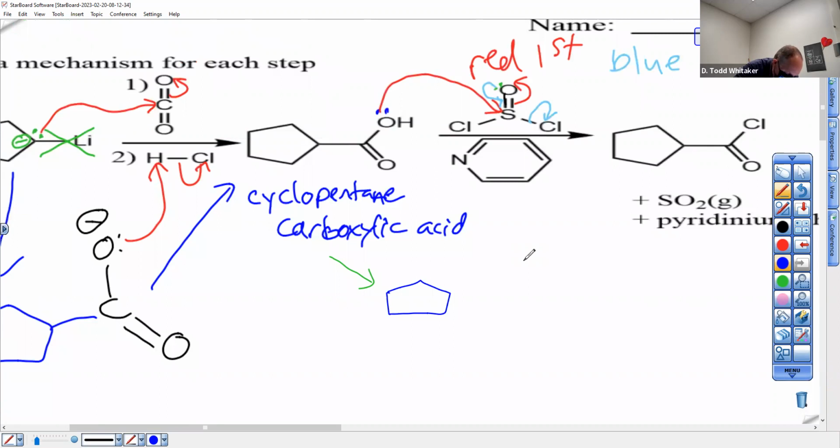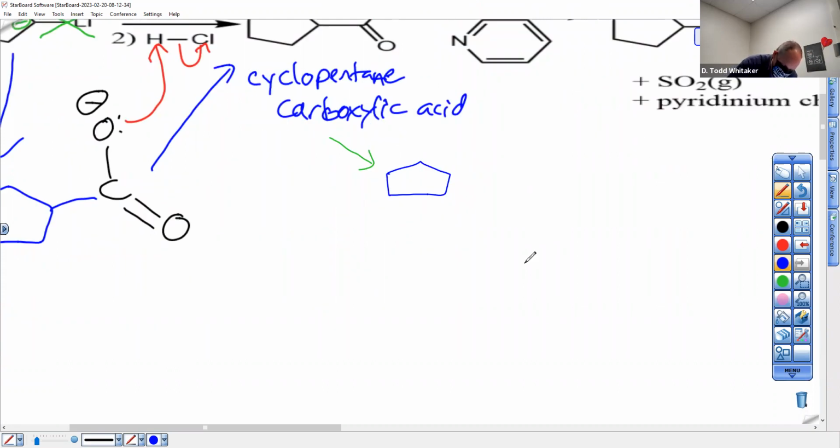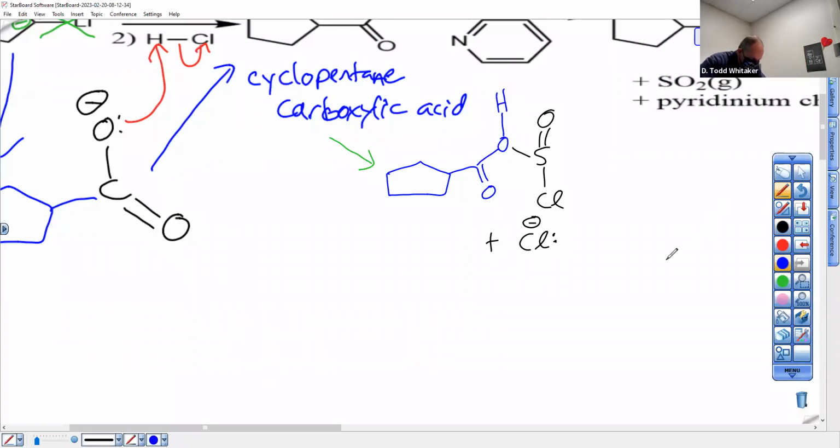I got the O, oxonium after the carbonyl, and SOCl. O, carbonyl, O, S, still has a double bond to O and one Cl left. And Cl minus got created. And we have an oxonium, pretty sure. Yeah, we did not get rid of that H.